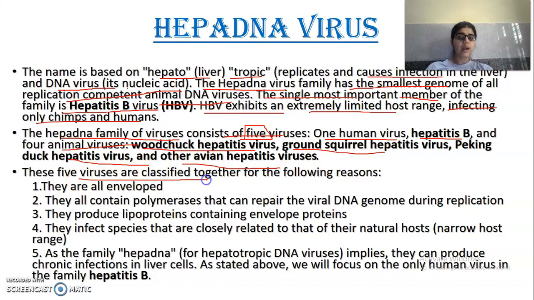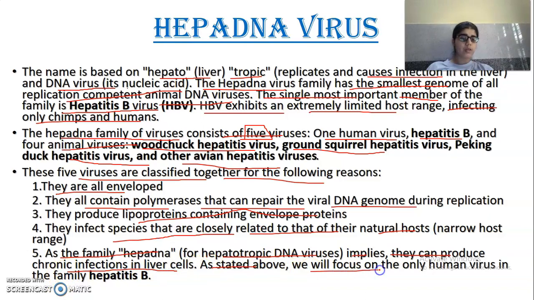These 5 viruses are classified together for the following reasons. They all are enveloped. They all contain polymerase that can repair the viral DNA genome during replication, and they produce lipoprotein-containing envelope proteins. They infect species that are closely related to their natural host, as they have a narrow host range. As the family name, hepatotropic DNA viruses, implies, they can produce chronic infections in liver cells. As stated above, we will focus only on the human virus in the family, hepatitis B.